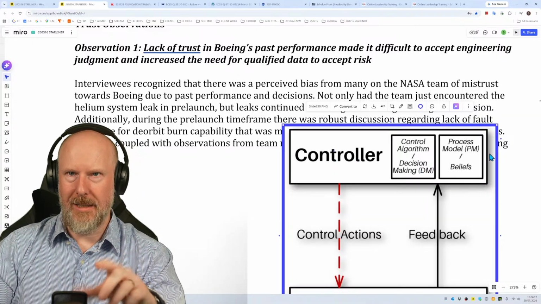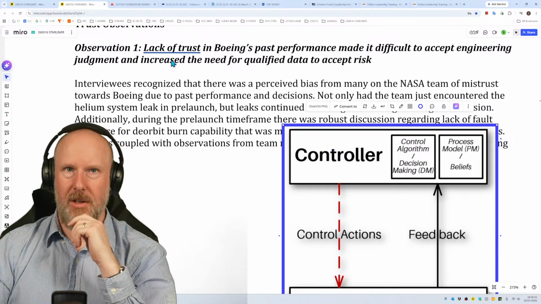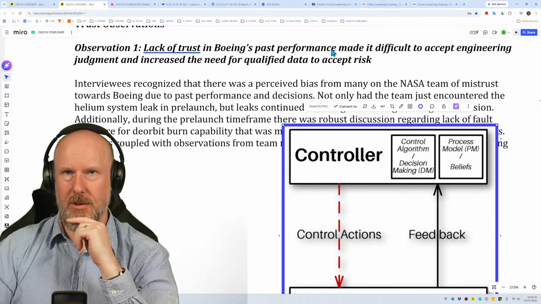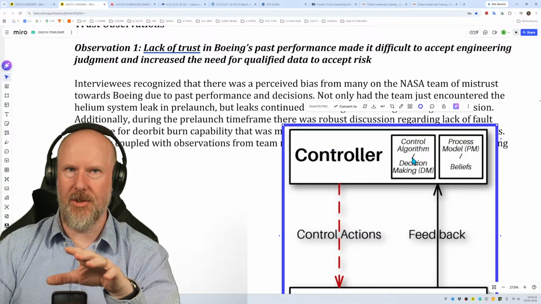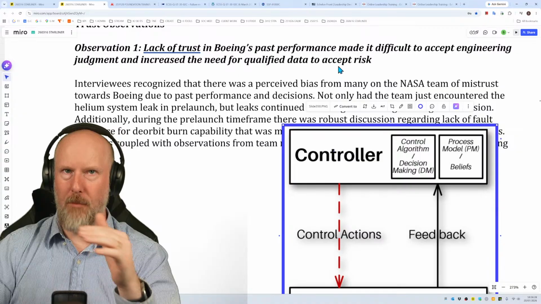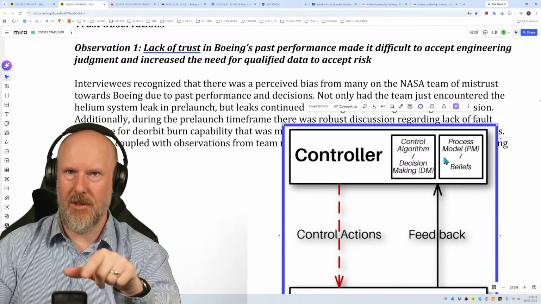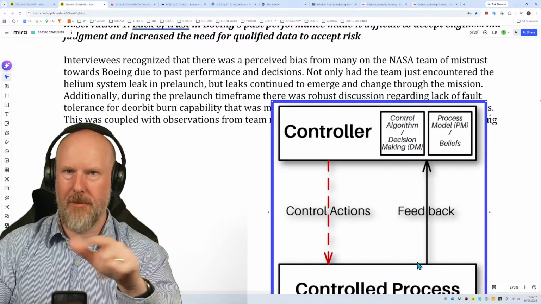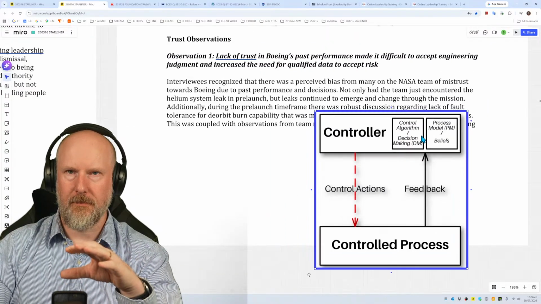What decisions are they making? What beliefs? What process model? What mental model do they have? So they've got this belief, lack of trust in Boeing's past performance, and that is influencing their ability to make decisions. And it's causing them to require more qualified data to accept risk. So their decisions based on those beliefs is requiring them to accept or request more information, qualified data, to be able to make decisions.